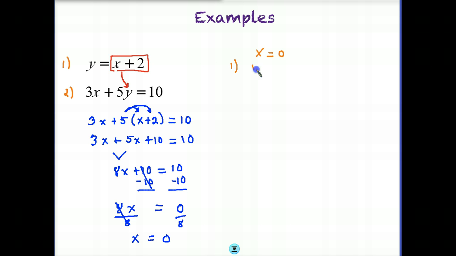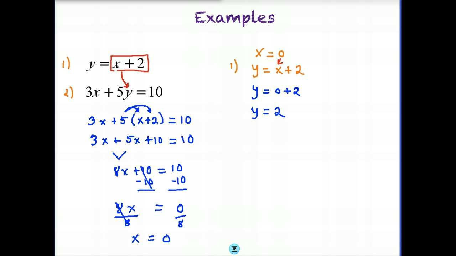So let's go ahead and write it here. Y equals x plus 2, just because it's simpler. And I'm going to substitute 0 in place of x. Okay, so let's go ahead and do that. We would get y is equal to 0 plus 2. So that just means y is equal to 2.